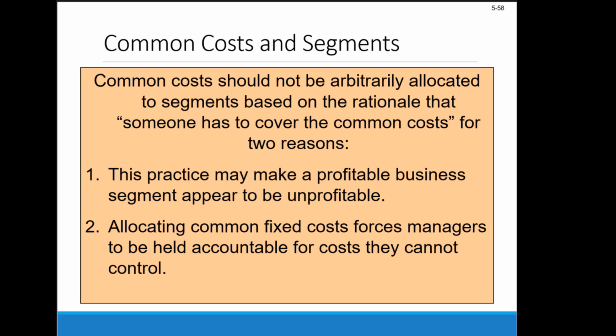And then second, allocating those common fixed costs really does force managers to be held accountable for things they might not be able to control at all. Again, these top of the house costs that are shared amongst everyone, individual segment managers can't make decisions to change those, generally speaking. So if we're holding managers accountable for that, it's not going to work out very well for evaluation purposes. And for that matter, it's probably not going to work out very well for satisfaction and morale. Right? If you're a manager, you don't want to be held accountable for things that you have absolutely no control over. So that brings us to the end of the Chapter 6 notes.